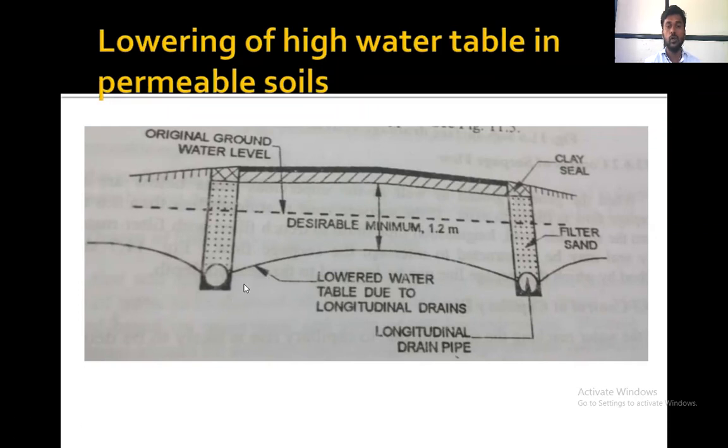We can observe here the lowered water table due to the longitudinal drains provided. Okay, so this much lowering we can achieve by providing the drains here. Okay, so by providing the drain pipe.